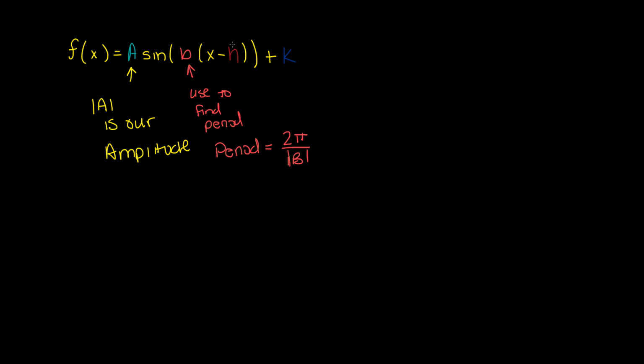Right, H is going to be our phase shift. Those are two totally different numbers, A and the phase. And K, hopefully I got the same color here, yep. K is going to be our vertical shift or our midline. All right, so those are the different parts of this function.